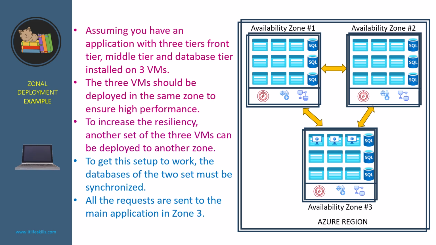To increase the resiliency, another set of the three VMs can be deployed into another zone, for example, zone 2 like this. However, to get this setup to work, the databases of the two sets must be synchronized like this. In a normal operation, all the requests are sent to the main application in zone 3. Now, when zone 3 is down for any reason, you will have to route the traffic to the application hosted in zone 2.